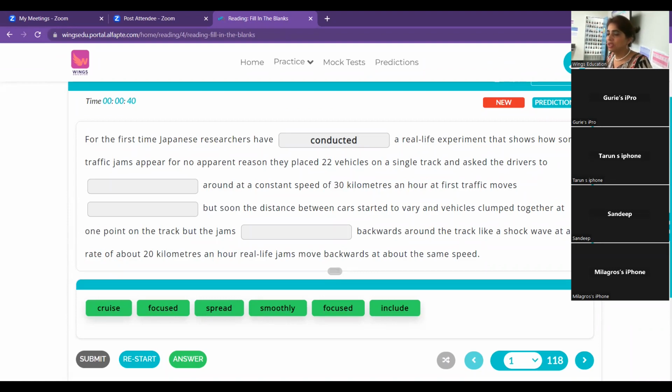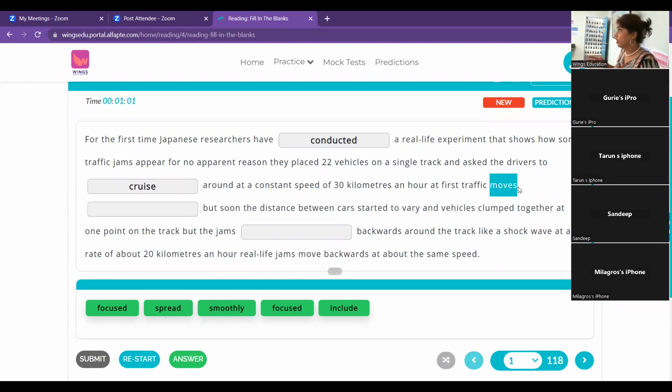After to, yes, after to, you always use the first form of verb, which means no ed. So to spread or to cruise. To cruise, because usually we cruise, we put our cars on cruise. Okay, traffic moves what? Yes, thank you, Naz.